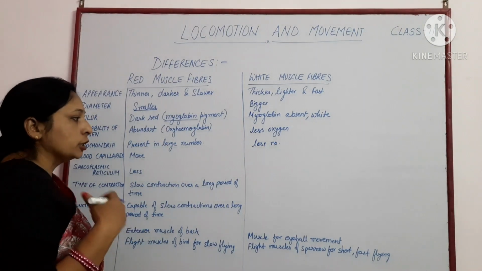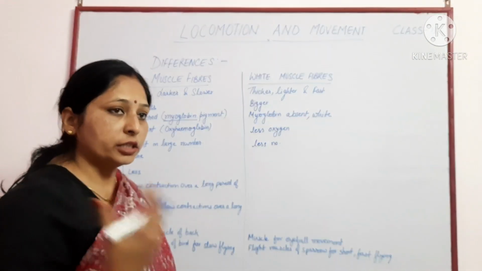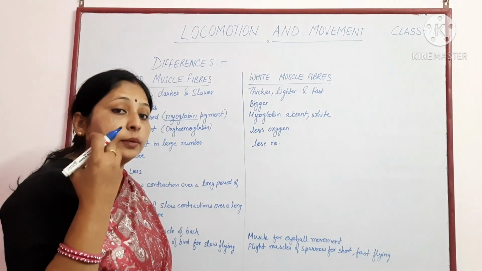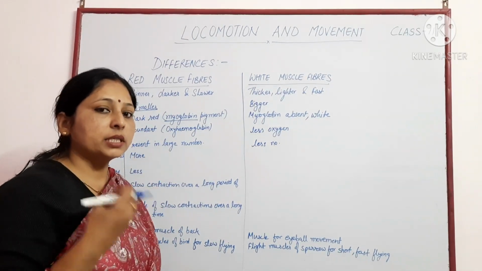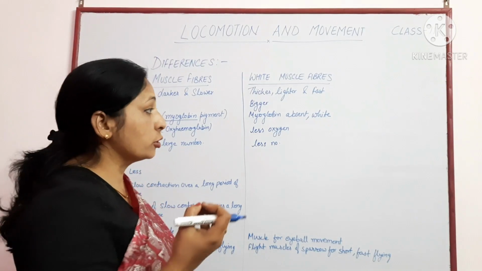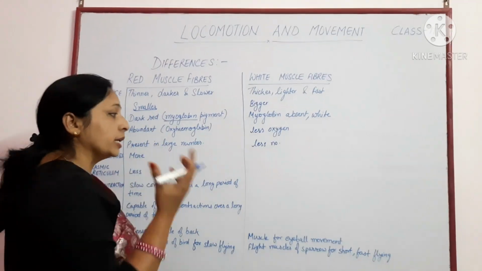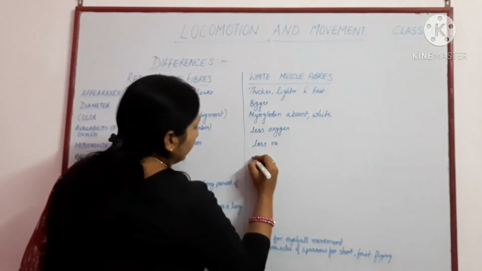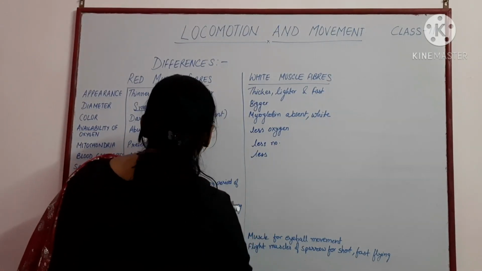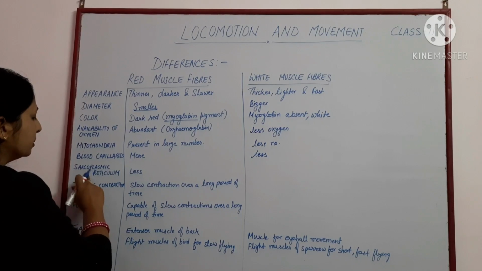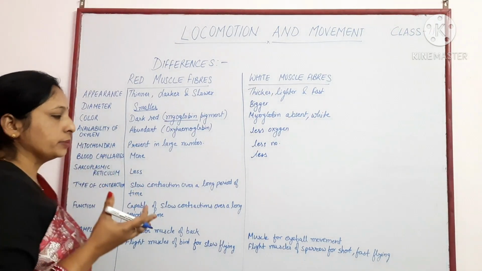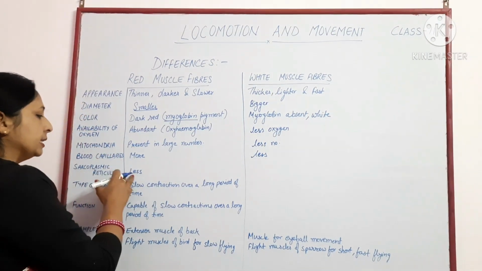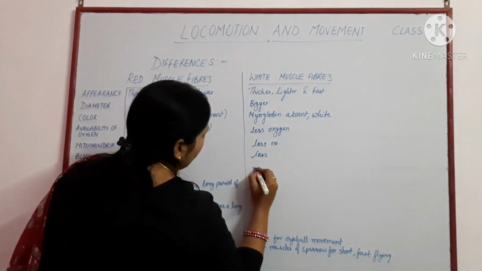Blood capillaries: more blood supply is there, so oxygen content is more. The muscle fibers also have the myoglobin pigment, which gives a dark red color to it, and the blood capillaries are more. Here the blood capillaries are less in number. Sarcoplasmic reticulum, the endoplasmic reticulum, is less here, while in this case it is more.